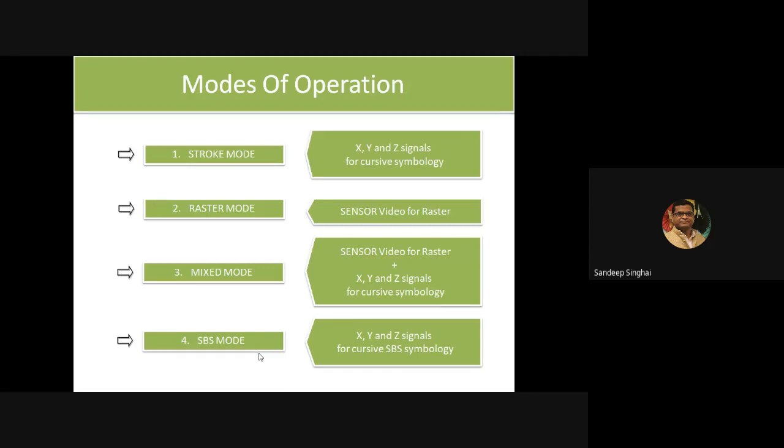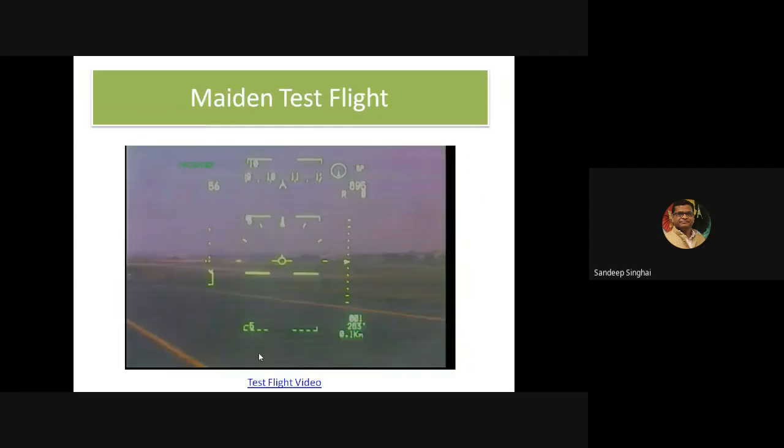This particular mode is meant for display in case the mission computer of the aircraft fails to supply the signals, but the power supply of the aircraft is okay. In this case, an electronic SBS is helpful, which basically gives the pilot an idea of the pitch angle, and it is harmonized with the airframe, and it helps in landing in a way which I will show you later.